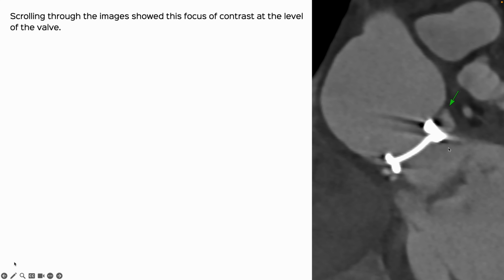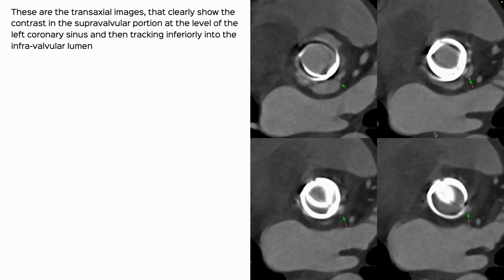Now, when I was looking at the LVOT and scrolling through that, here is contrast outside the valve, and that's the first sign that tells us that there is a likely leak. But what we need to then do is confirm that the contrast goes from one lumen to another. So here you can see it tracks from the left coronary sinus. You can see this contrast here, and then it goes into the lumen just subjacent to the valve.